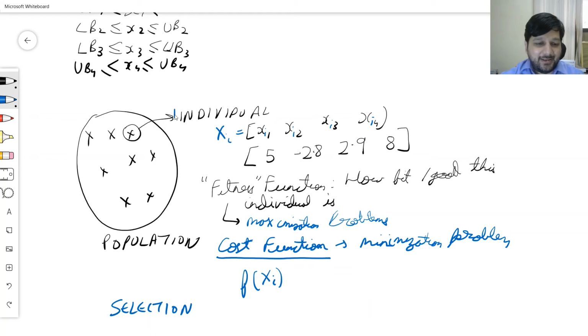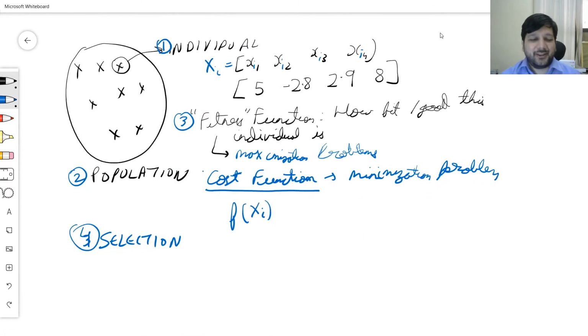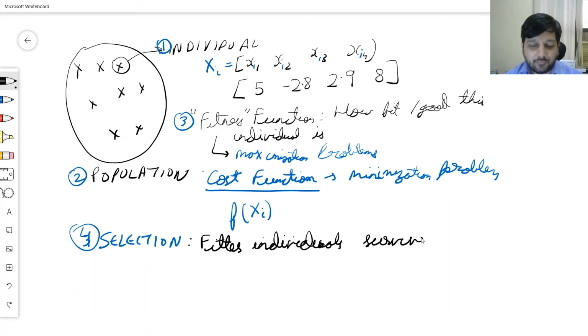So let me name everything up. We discussed individual, population, cost function or fitness function, and now we're discussing selection. So selection is the unfortunate rule of the world. It says that fitter individuals survive, and weaker ones do not.